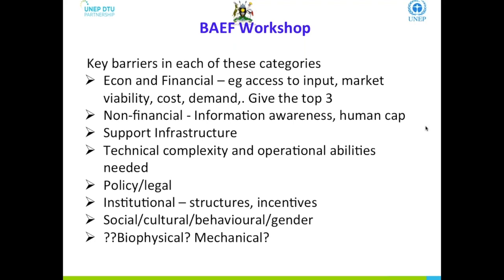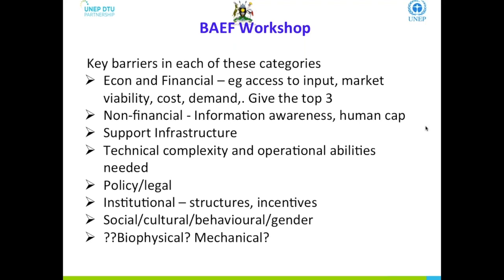Now, I think it was Vladimir who highlighted some of the key issues that were identified as constraints in the previous technology needs assessment. They're quite similar to what we also identified generally, but this is just a short list. The issues of economy and finances, access to input, market viability, cost, and demand were some of the things that came out very, very clearly. There were other non-financial barriers like information, awareness, human capital, that's the ability to leverage the technology itself, and support infrastructure.